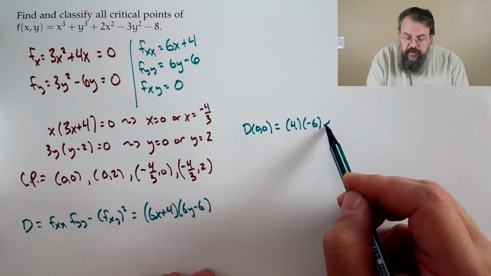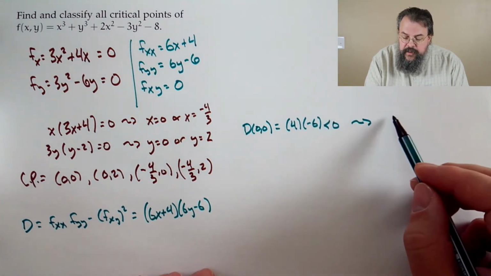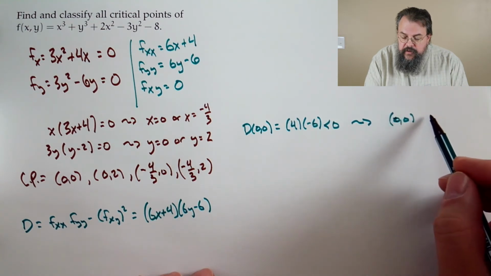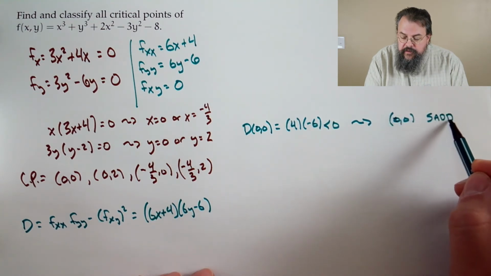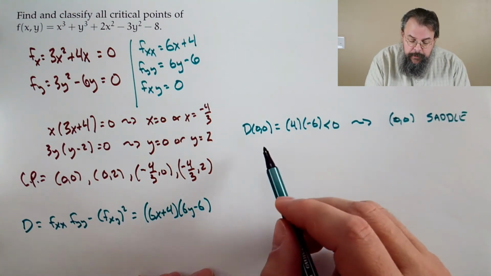And that's a negative value. And therefore, we say, aha, when we see a negative, (0, 0) is a saddle. So negative value means a saddle point. All right, how about (0, 2)?